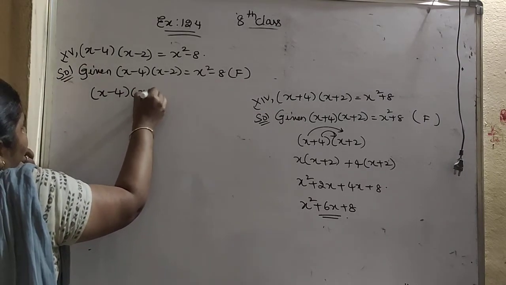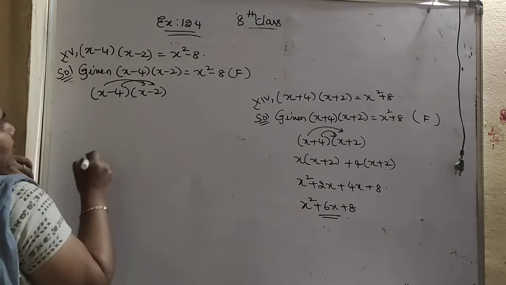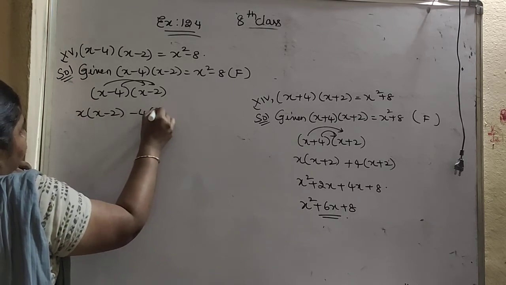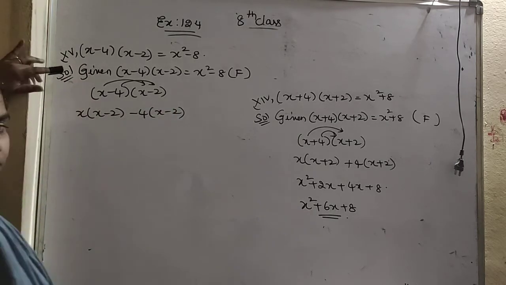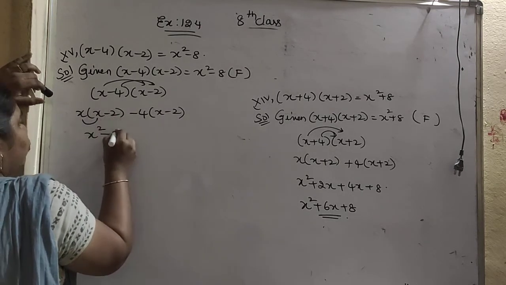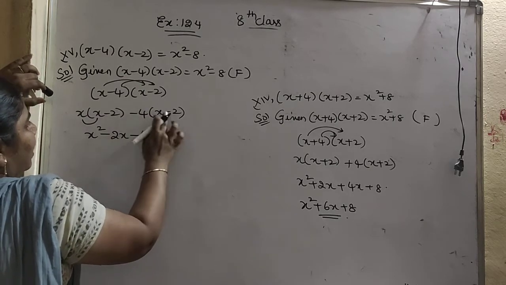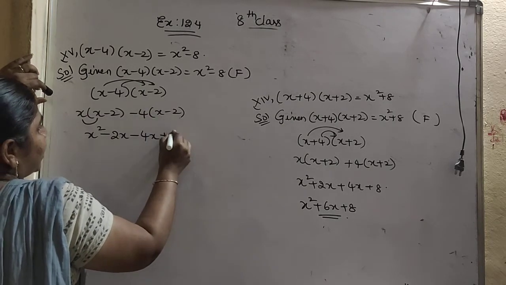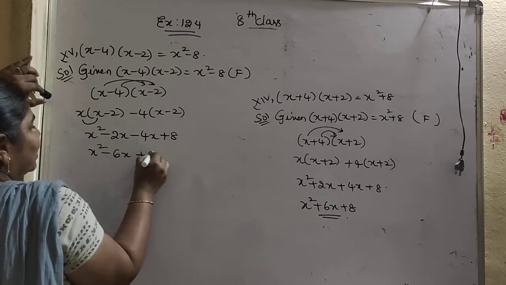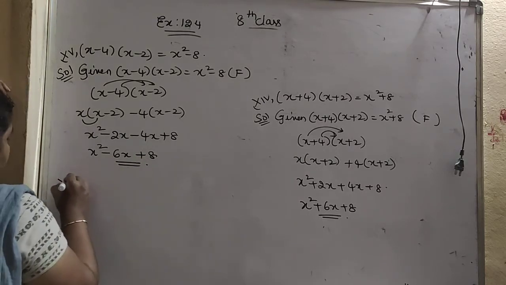(x − 4)(x − 2). So each and every term we have to multiply with the second term. So x(x − 2) − 4(x − 2). Now x into x is x², minus x into 2 will be 2x, minus 4 into x will be 4x, minus into minus is plus, 4 2s is 8. So x² − 6x + 8 is our result. So this is our 15th question solution.